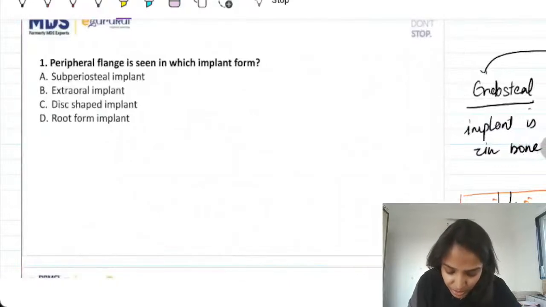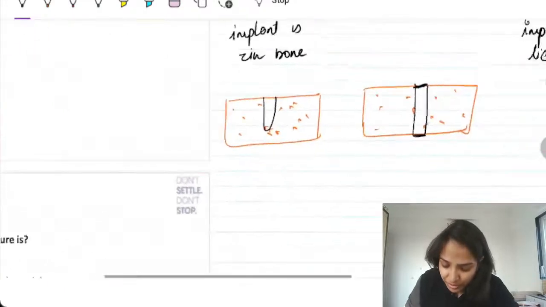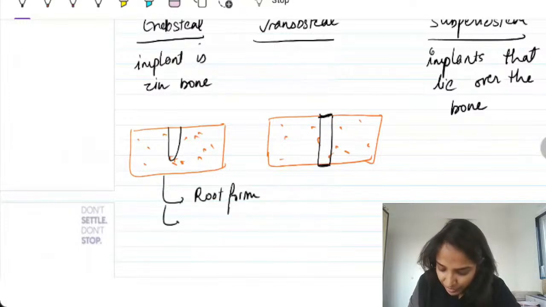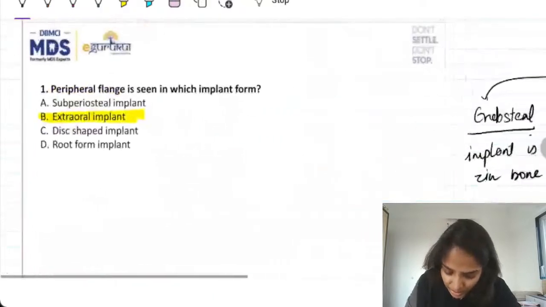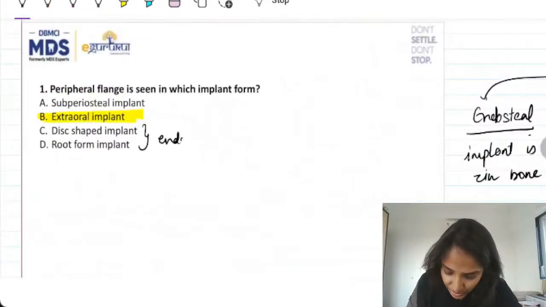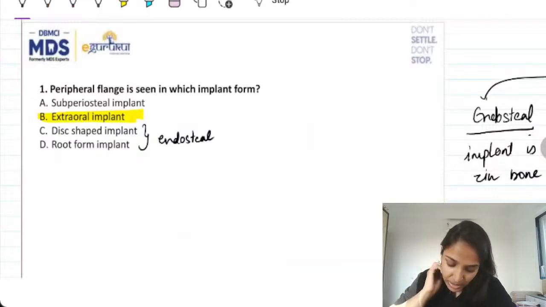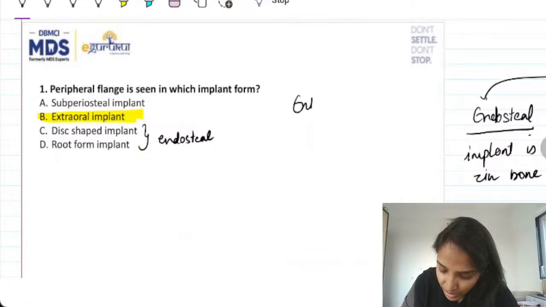The correct answer to this question is your extraoral implant, option number B. Now, when we further classify endosteal implants, they are root form, blade form, and disc form. Right? So, these are actually endosteal implants. Now, you may ask what are extraoral implants? So, extraoral implants are your maxillofacial implants.